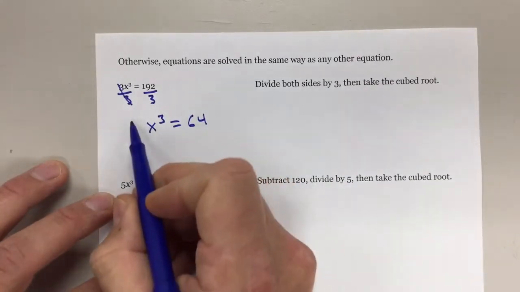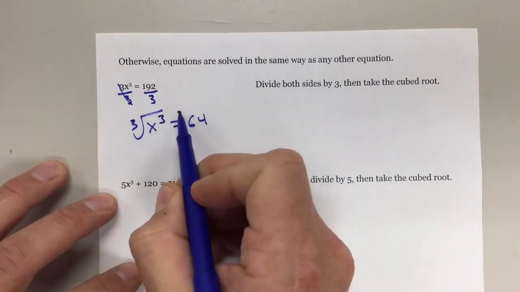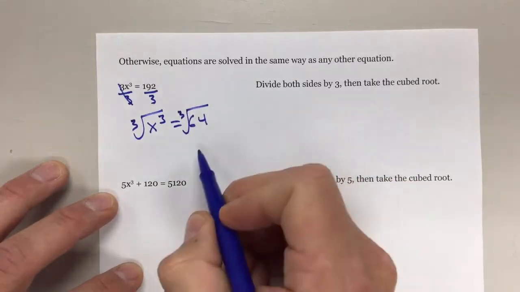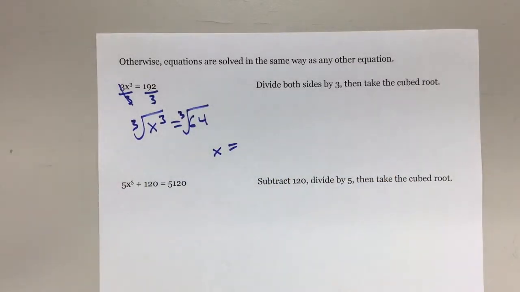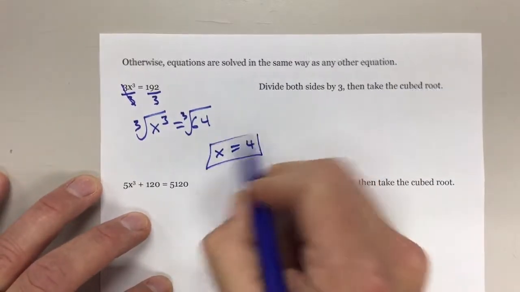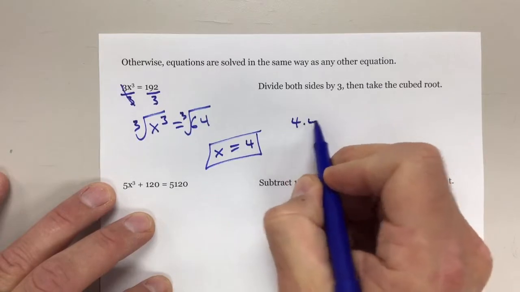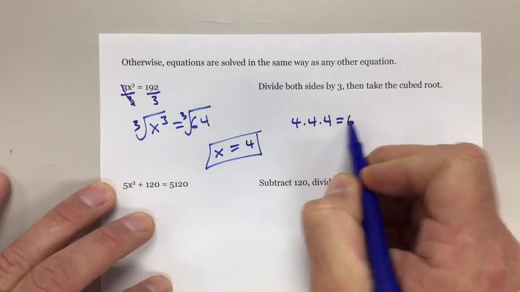And then to get rid of the cubed, I'm going to take the cubed root, which you could do on your calculator. And the cubed root of 64 is 4. And that's because 4 times 4 times 4 equals 64.